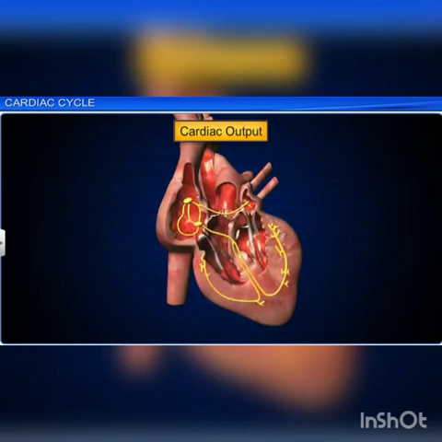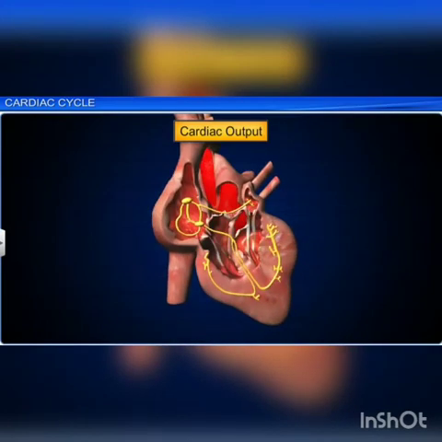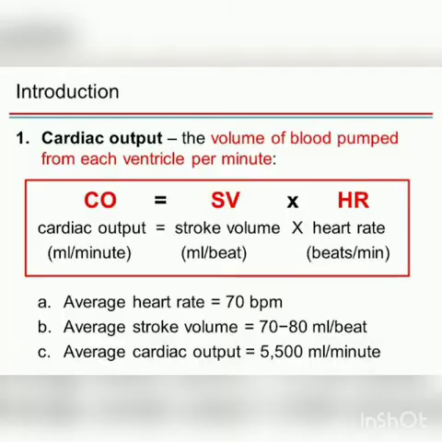What is meant by cardiac output? The amount of blood pumped out by each ventricle per minute is called cardiac output. That means the amount of blood pumped out by each ventricle per minute. It is a product of heart rate and the stroke volume.